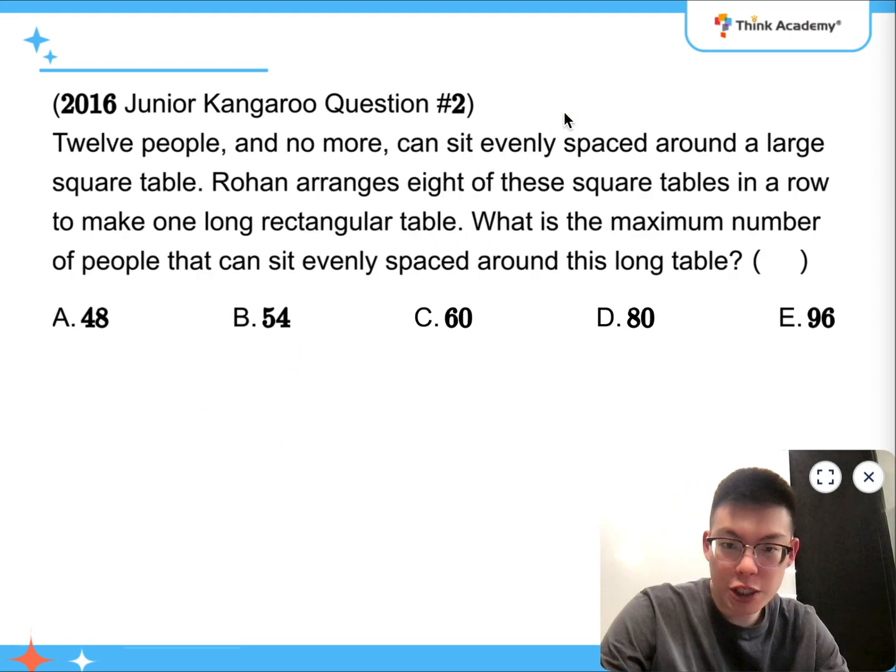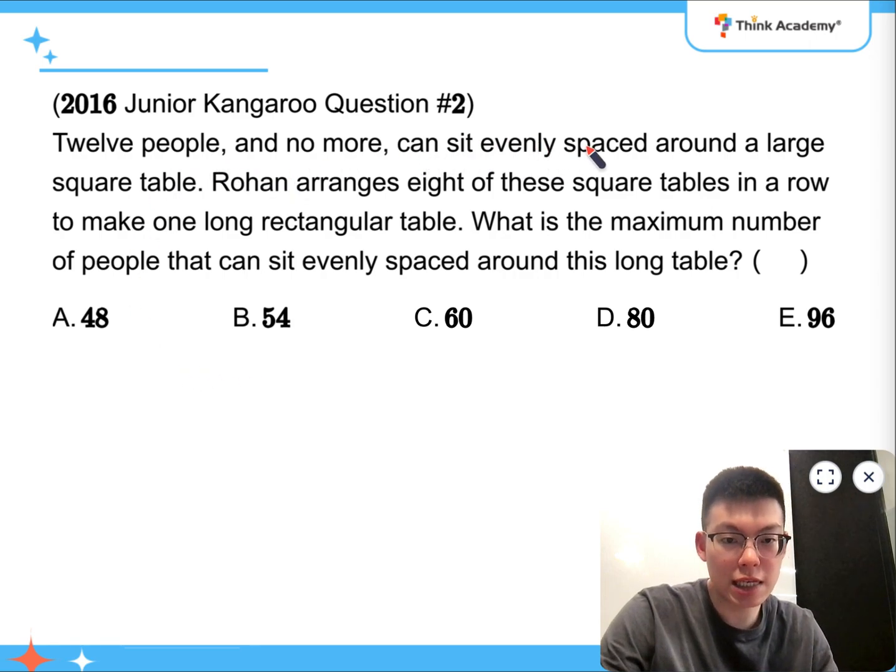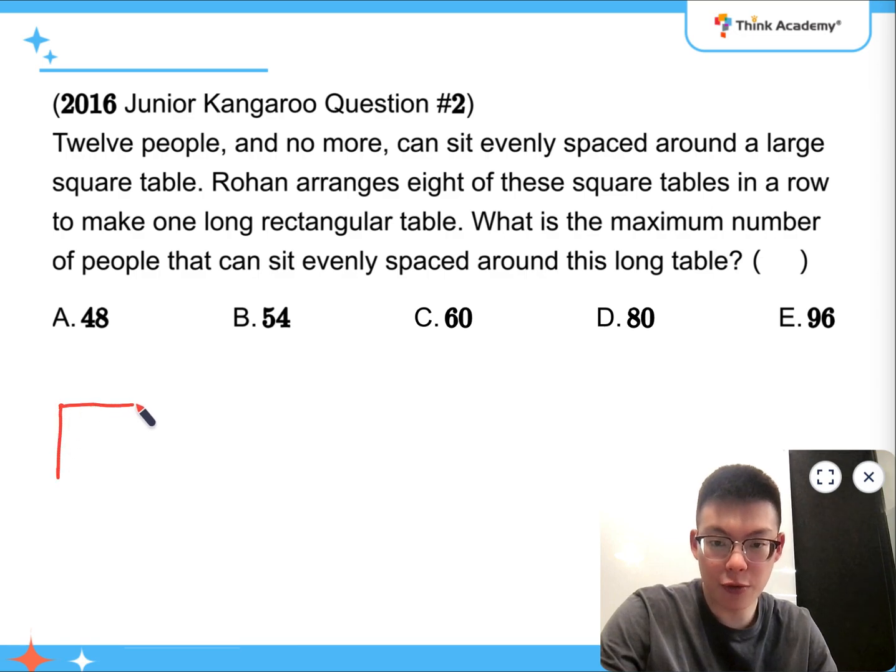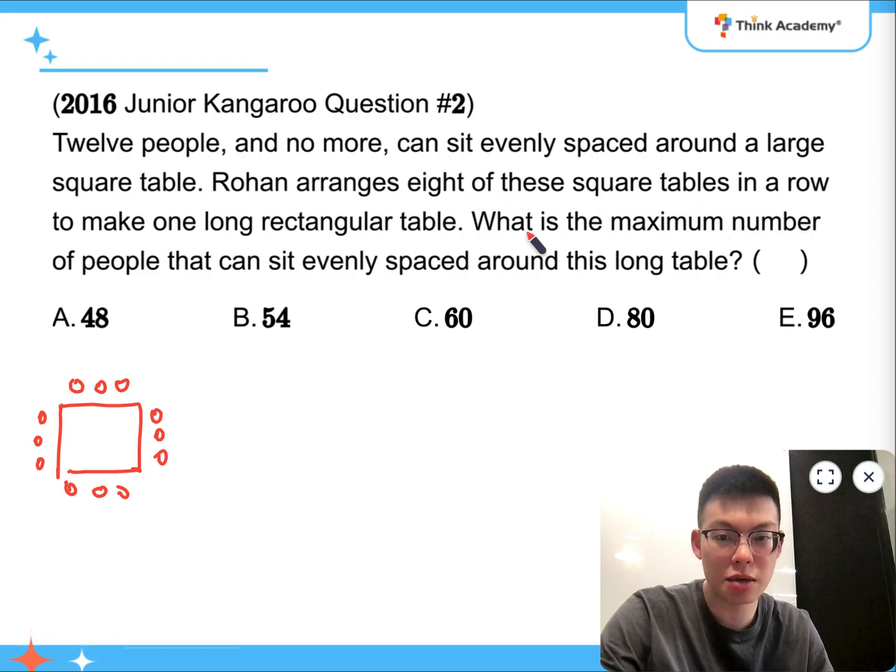The second question, 12 people and no more can sit evenly spaced around a large square table. So it means that for the square table, each side can have 3 people seated around it, right? And then it says that Rohan arranges 8 of these square tables in a row to make one long rectangular table. So that's going to be 1, 2, 3, 4, 5, 6, 7, 8.